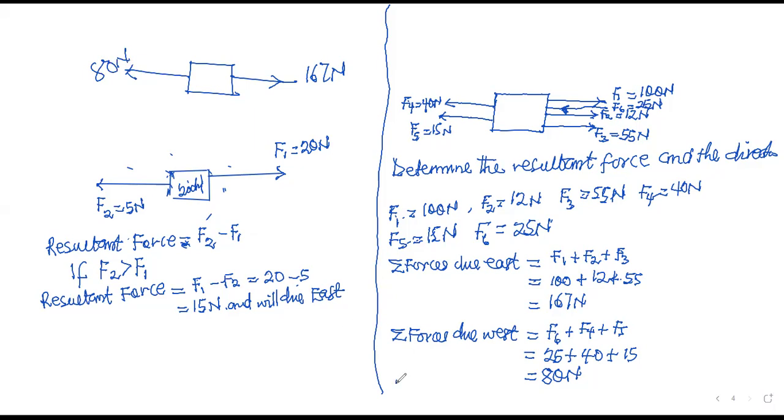So the resultant force, therefore, is the difference between them. So 167 minus 80. And this is equal to 87 Newton. That's the resultant.